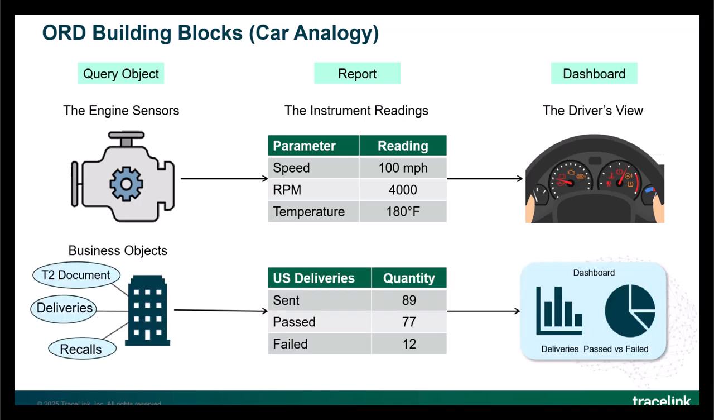In ORD, query objects gather real-time data from your supply chain, for example, T2 document deliveries and more. Reports leverage query objects to display tabular data for business objects that meet the specified criteria. At the report level, you say, my report is going to focus on US deliveries for different locations, then choose filters and columns. The dashboard pulls insights from multiple reports and presents what matters most, helping you steer your supply chain efficiently.